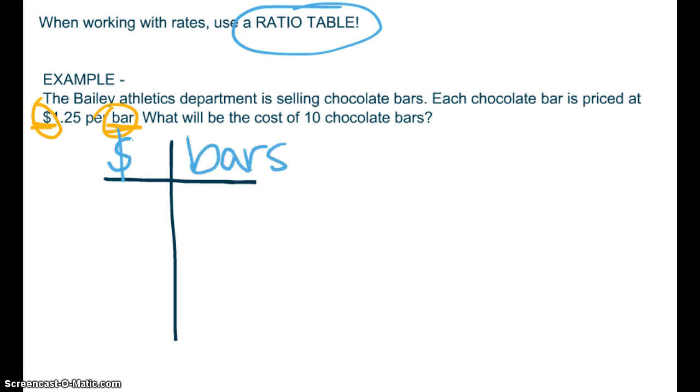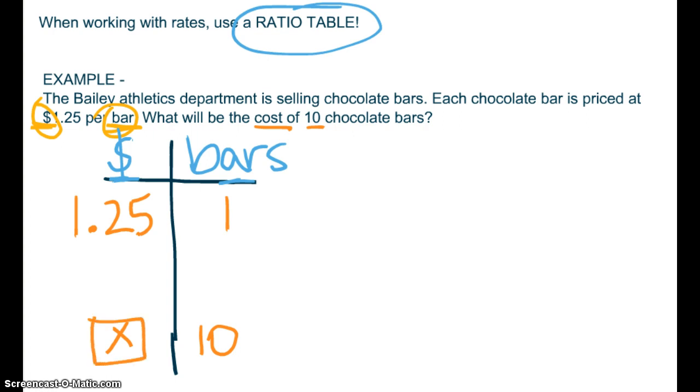So this is a ratio table or a T-chart. We are comparing, I've labeled my units, dollars per bars. So I know that $1.25, I'm putting that on my dollar sign, is what I will spend for one chocolate bar. Now, I want to find the cost, so I'm going to represent the cost X for 10 chocolate bars. X is my unknown. Sometimes I also will just draw a box around it just to separate it.